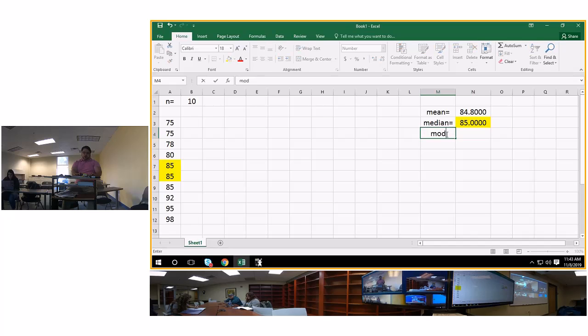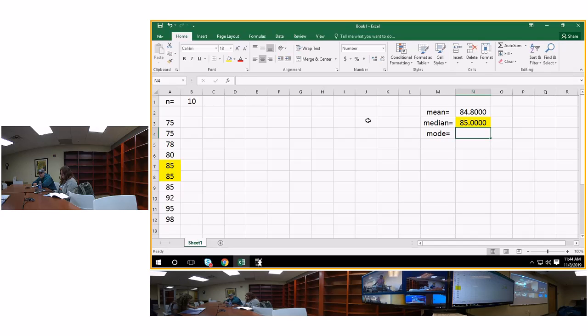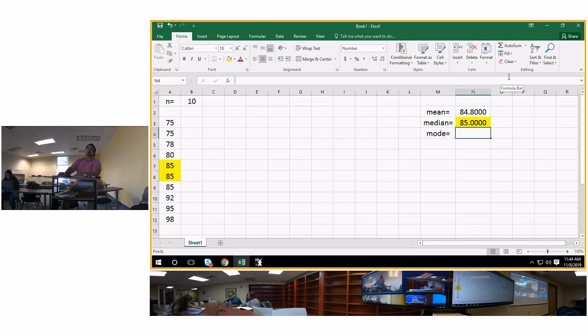But anyway, median, 85. Mode. What about the mode? What's significant about the mode? It's always going to be observed, not calculated. What's the mode here? 85. Range. The range is equal to the what minus the what?